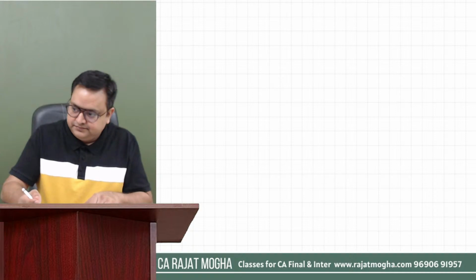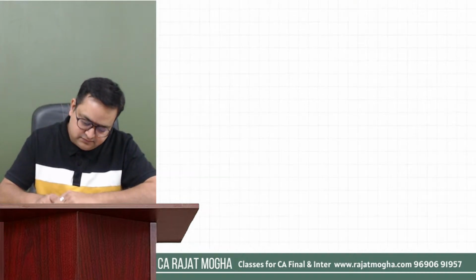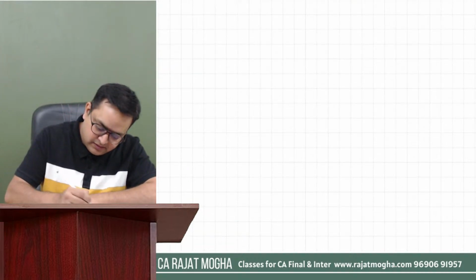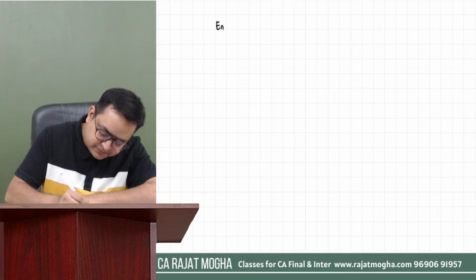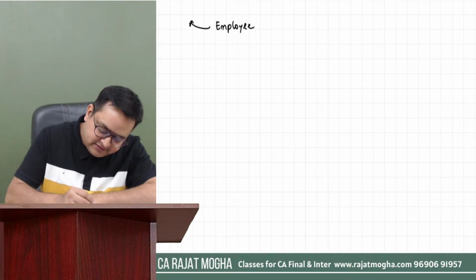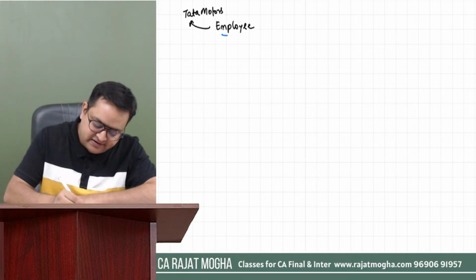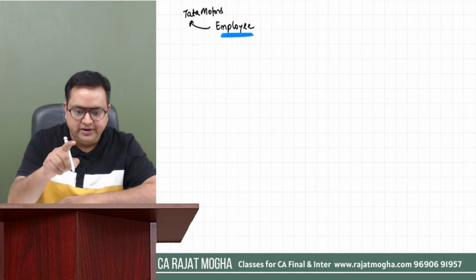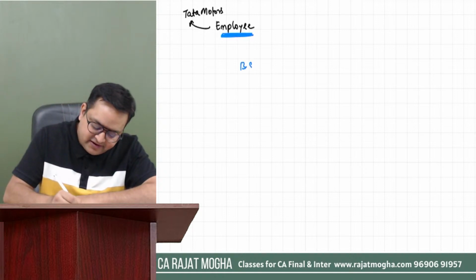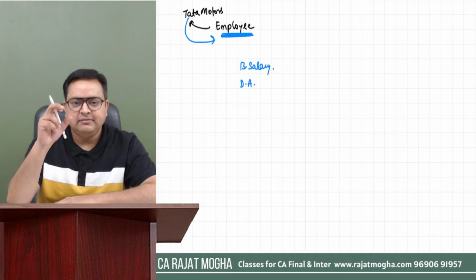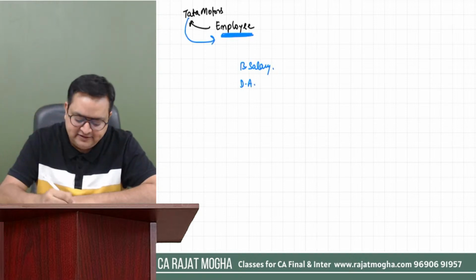See, let's say there is an employee. He's working with some company. Let's say the company name is Tata Motors. So Tata Motors is giving him basic salary. I'm talking about the employee, right? The employee is getting basic salary, DA allowance. And also Tata Motors is contributing some amount to their recognized provident fund.